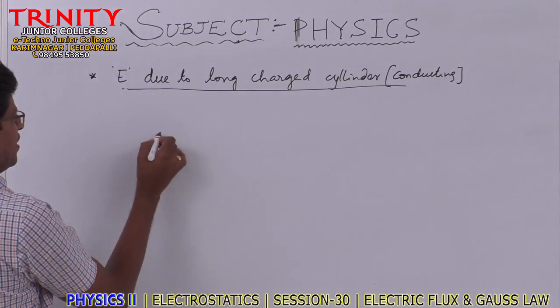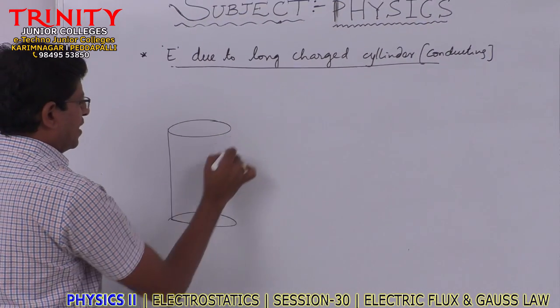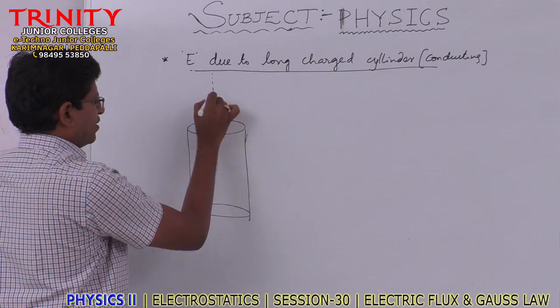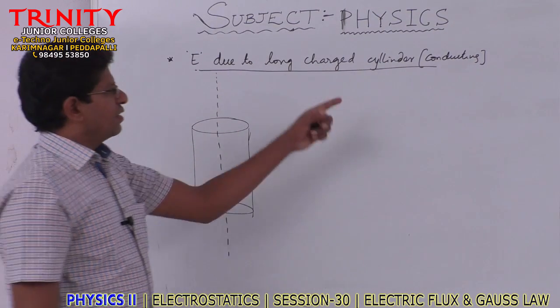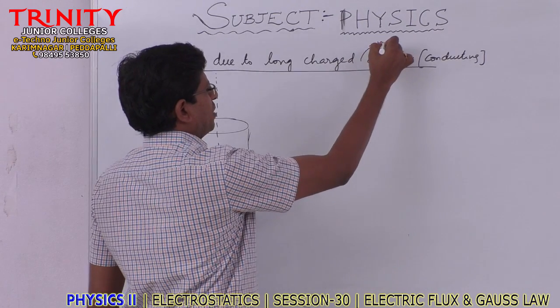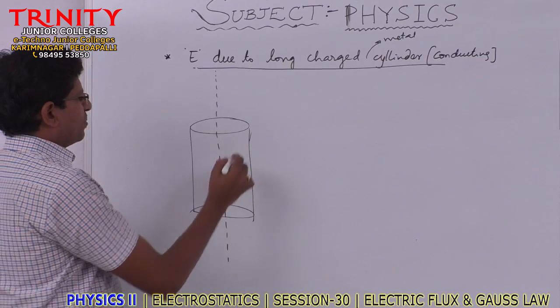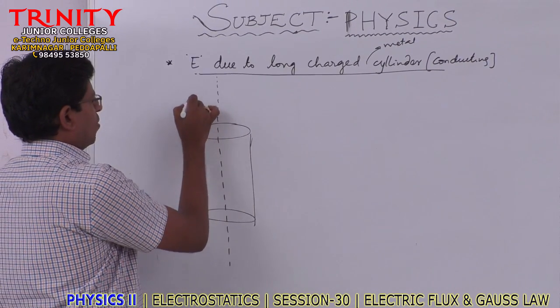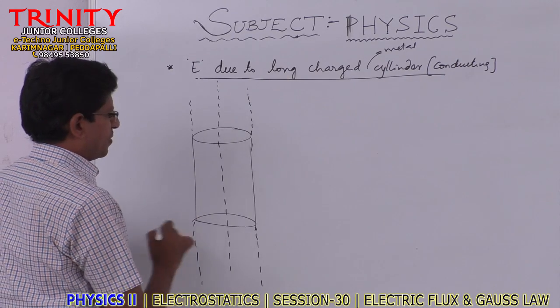So, a conducting cylinder is one whose charge always lies on the surface. This is the axis of the cylinder, and sometimes you can also say this is a metal cylinder. Metal means that it is conducting, right? As we know, this is actually a long cylinder. I have taken only a little portion of that.